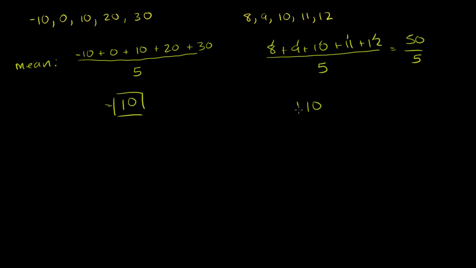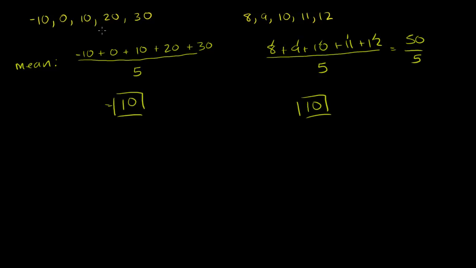So they have the exact same population means. Or if you don't want to worry about the word population or sample and all of that, both of these data sets have the exact same arithmetic mean. When you take the sum of these numbers and divide by 5, you get 10. The sum of these numbers divided by 5, you get 10 as well.